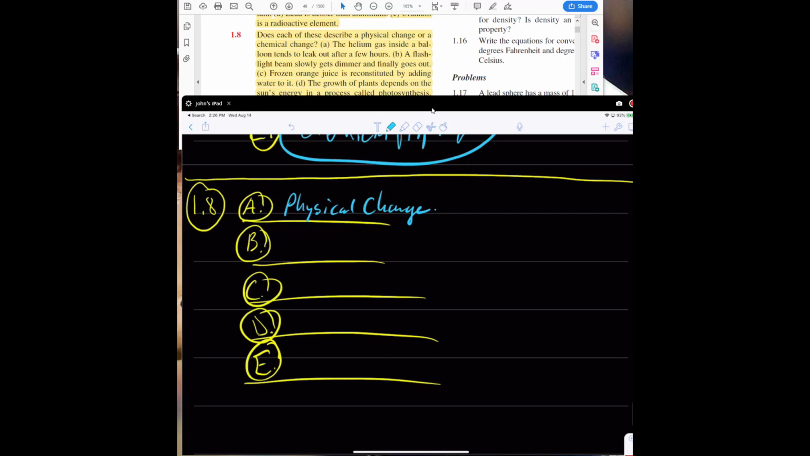Part B. A flashlight beam slowly gets dimmer and finally goes out. So you have a flashlight on, and the light beam slowly gets dimmer until it finally goes out. This is going to be a chemical change. Why? Because the battery dies. Battery goes from one amount of energy to basically having none.